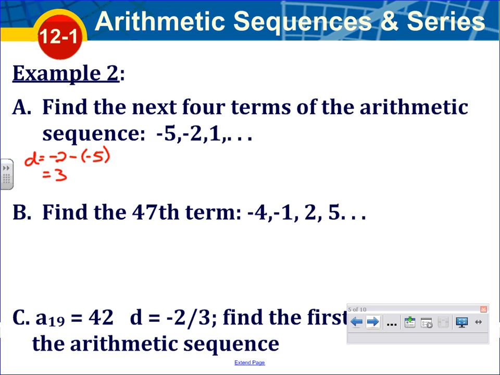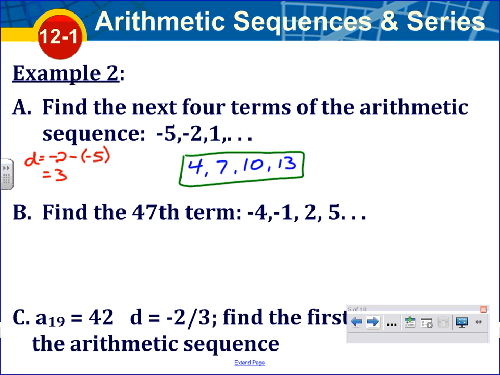So now I'm just going to add 3 to each term, and then that gives me the next 4, and I just list 4 of them. So 1 plus 3 is 4, add 3 again, add 3 again, and add 3 again. And you get your sequence, or your next 4 terms of the sequence.